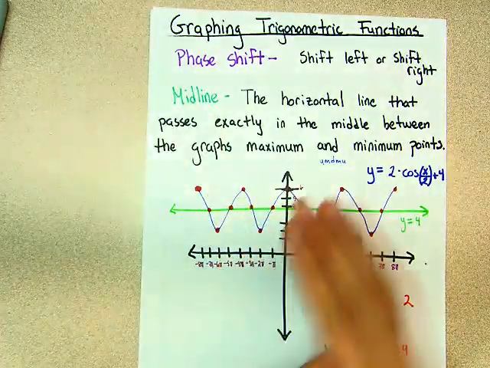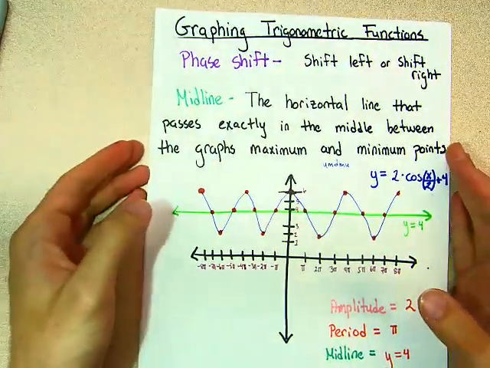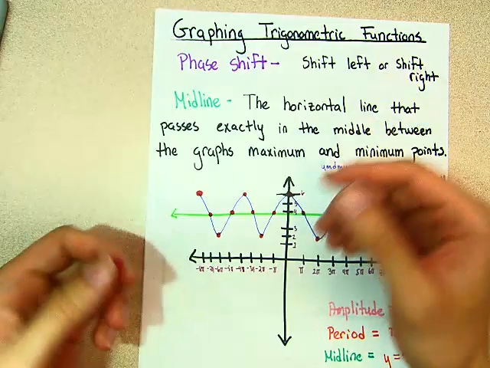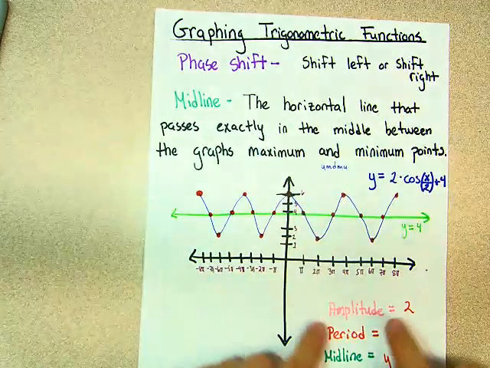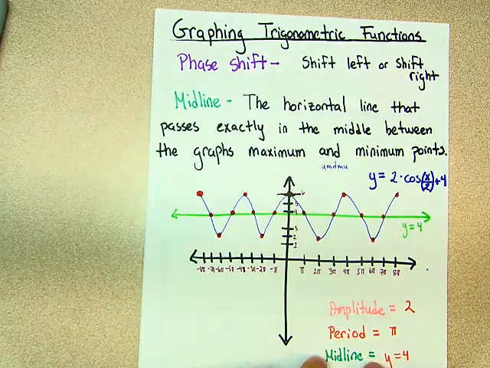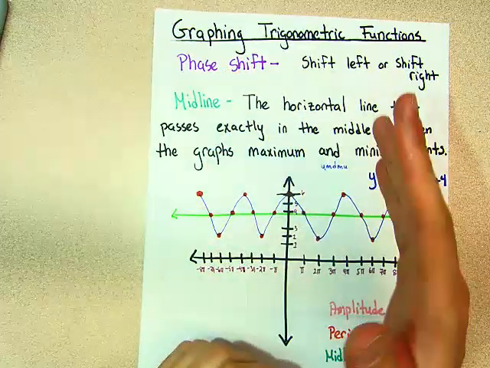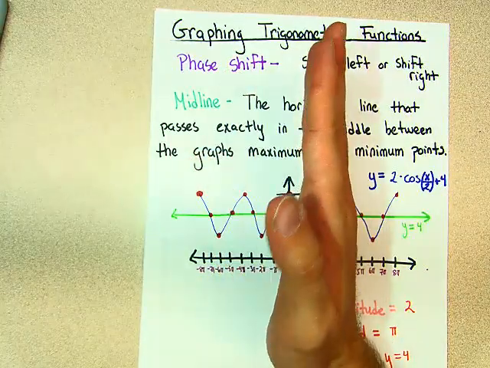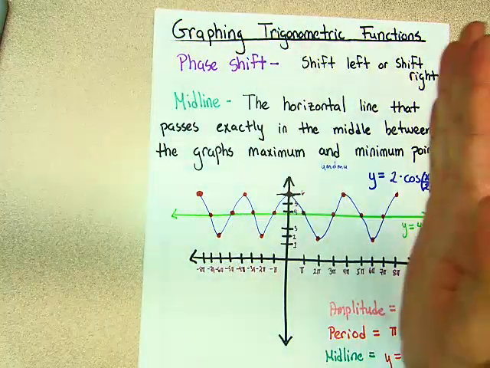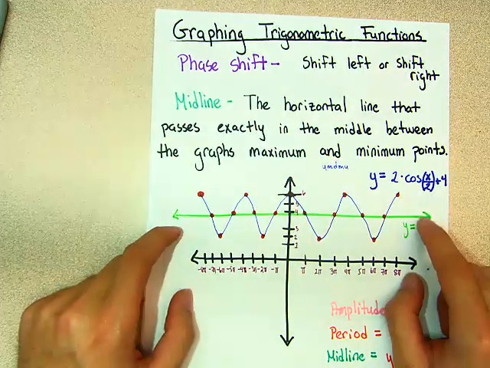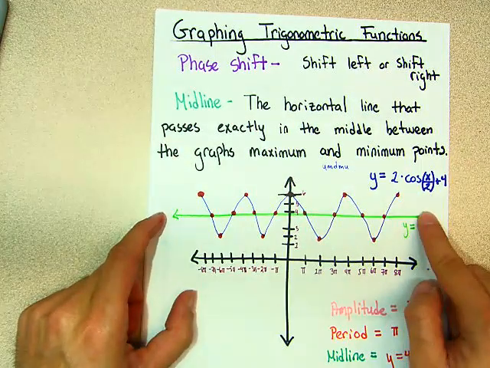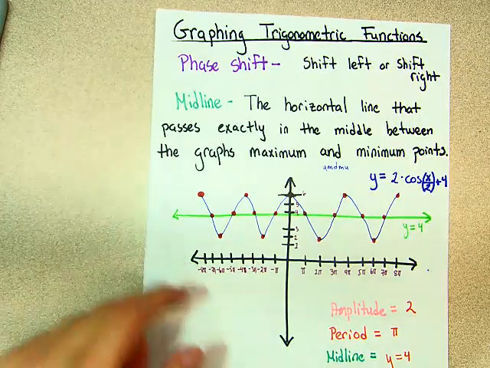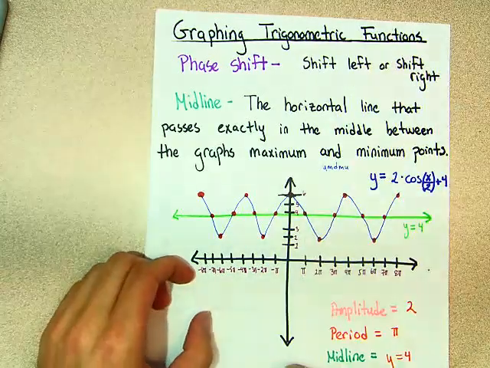All right, welcome. This will be the last lesson on graphing trigonometric functions. Here we've talked about amplitude and we've talked about period. But the midline and the phase shift is something else we're going to learn about. Phase shift we'll be talking about going left or going right. And the midline is calculating the line that cuts a graph in half, okay? So what I'd like you to do is have this in your notes and we'll begin.